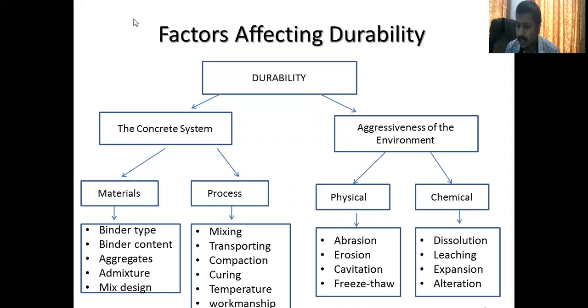After that comes curing and compaction, a very important factor. For compaction, the vibration should be given for at least 1 or 2 minutes only, whether you use a surface vibrator or a needle vibrator. If you do over compaction, it leads to segregation. If you do less compaction, there will again be some chances of honeycombing.